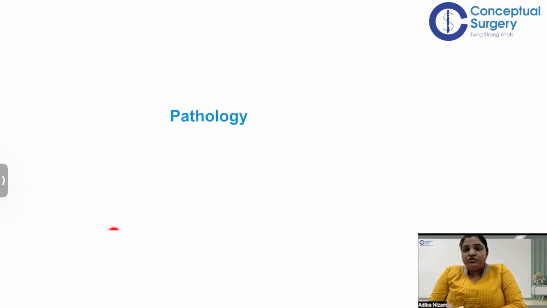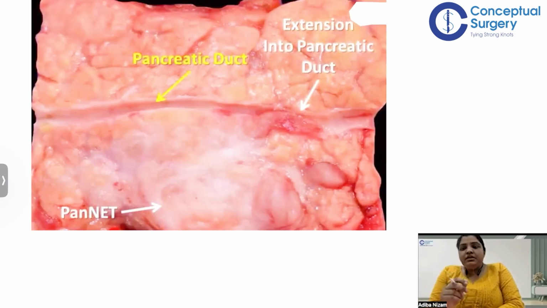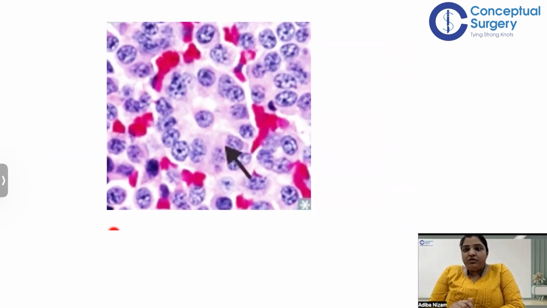Okay, moving on to the pathology. Intraoperatively, when you encounter these tumors, these are well circumscribed, nodular feeling tumors, and as is being seen in this particular diagram, there is a pancreatic neuroendocrine tumor below the pancreatic duct, and this is the gross specimen. When we talk about the microscopic appearance, this we discussed last time also when we discussed GI tract neuroendocrine tumors, that these cells tend to form rosettes with a very rich vascular supply. So rosettes are a characteristic feature in neuroendocrine tumors.